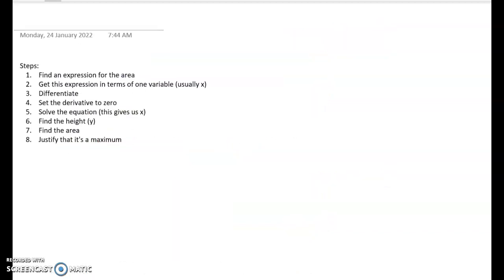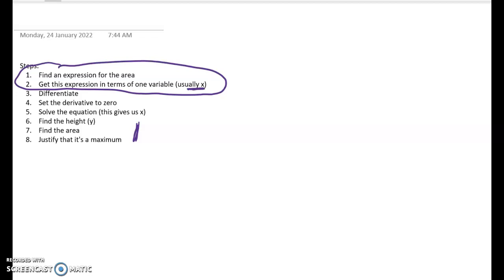These are the same steps we do for any kind of optimization problem at Level 2. They should feel quite familiar if you've done lots of practice questions already, or if you did last year's exam. We start out by finding an expression for the area, and then we get that to be just in terms of x, not x and y. We differentiate, we set to 0, we solve, and then we find the height y. The hardest part in these questions is usually this first bit: how do we get going?